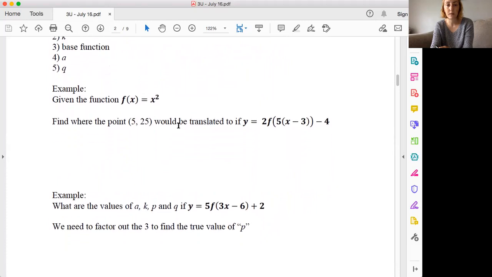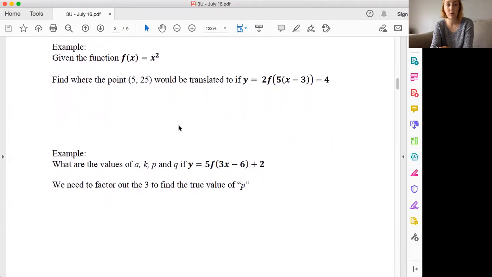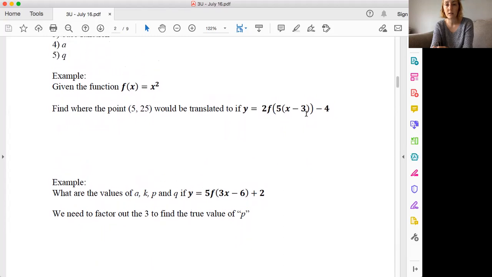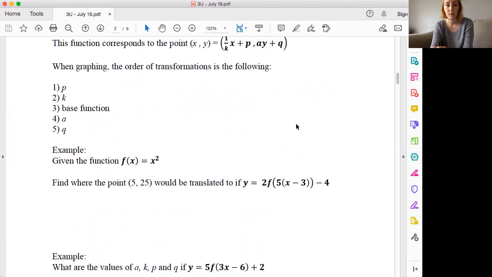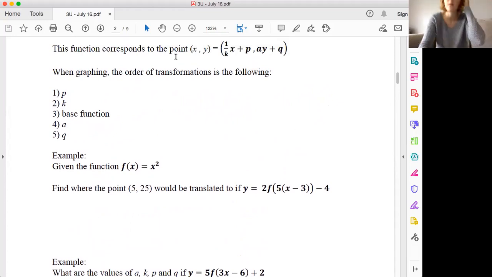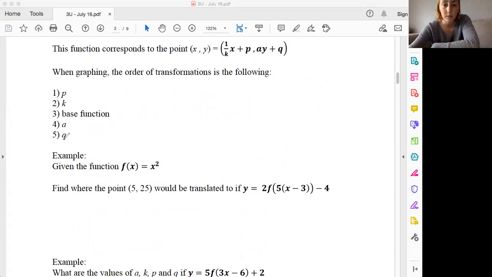Okay, so we're going to look at example 1. Given the function f(x) is x squared, find where the point (5, 25) would be translated in this function. I'm just going to display that point at the top there for you guys. So what you're doing here, this is your x and this is your y. For your new point, you would have 1 over k, and your k in this function is our 5.